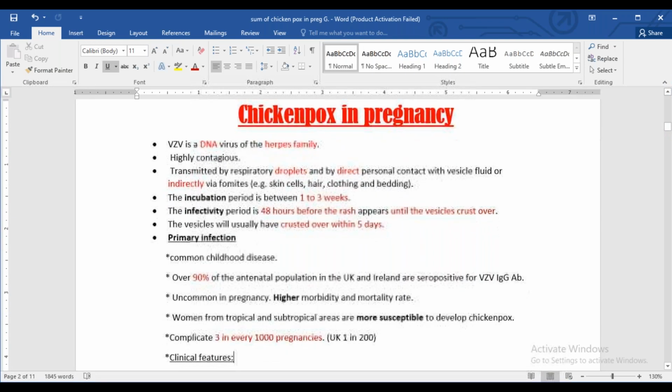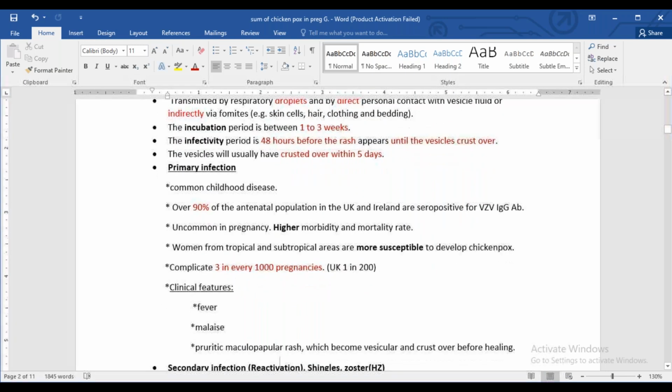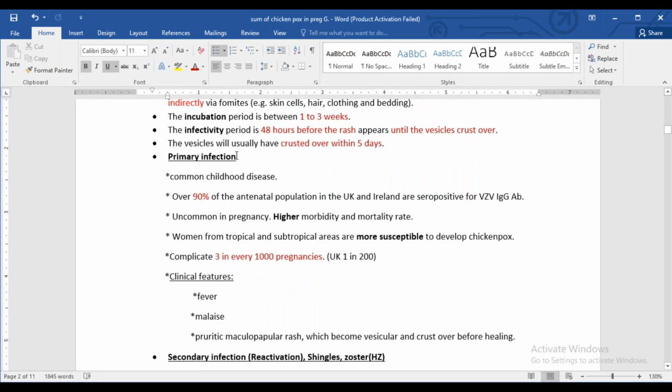We have two types of infection with chickenpox. The first one is the primary infection, and by primary infection we mean the person who takes the infection for the first time. As you know, chickenpox is a common childhood disease, and the mortality rate in childhood is very minimal, but when it comes to adults, and especially pregnant ladies, the mortality and morbidity become much higher.